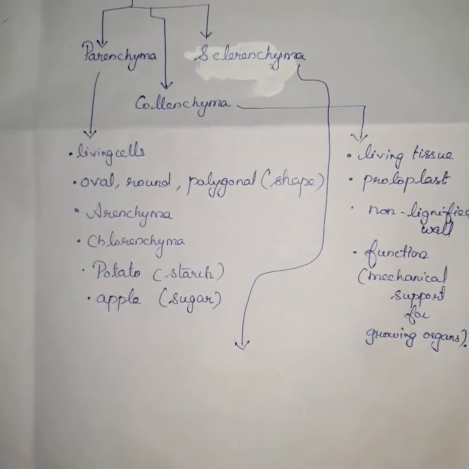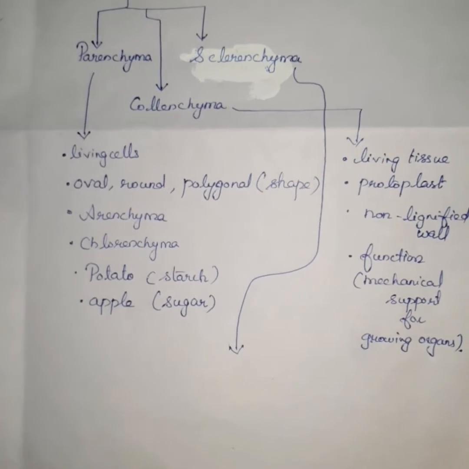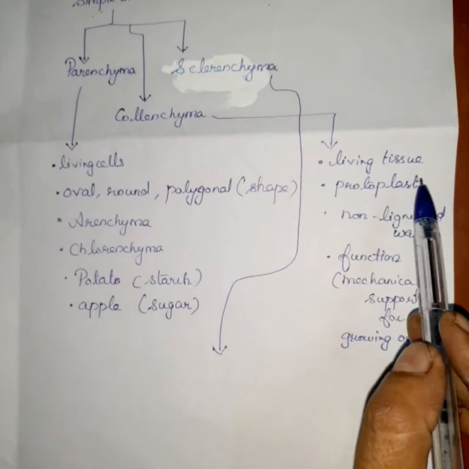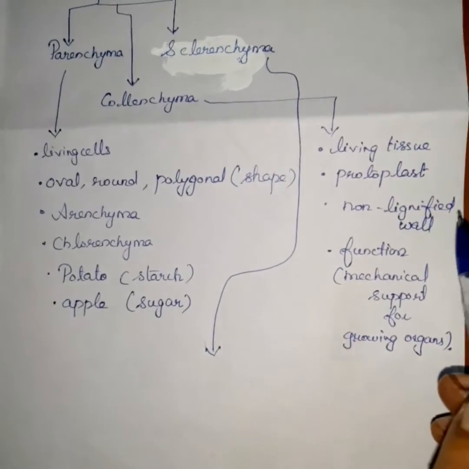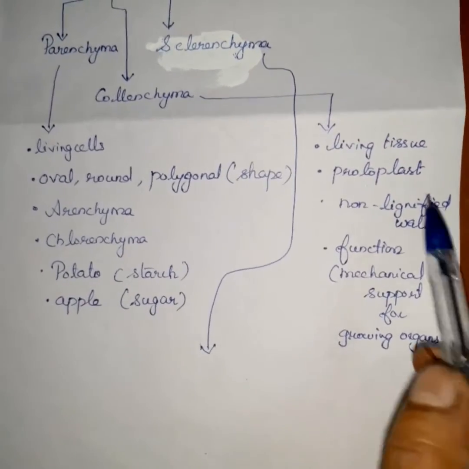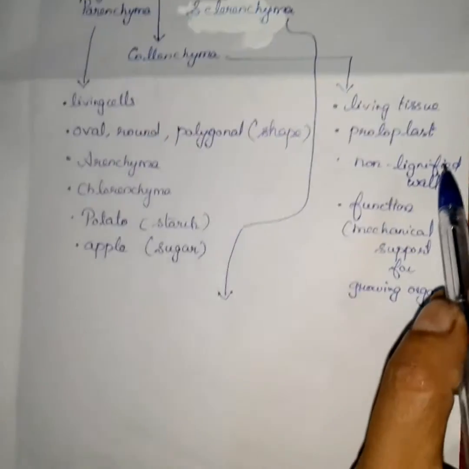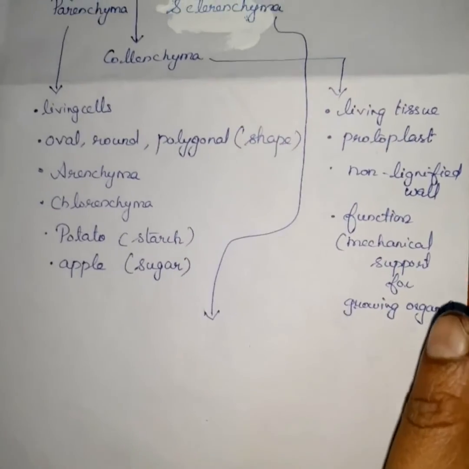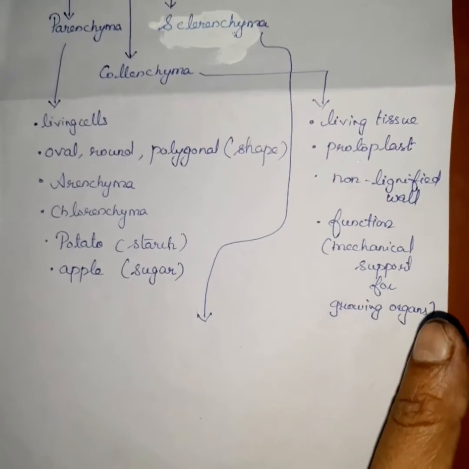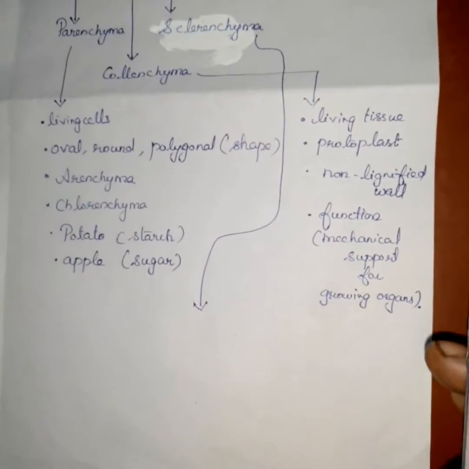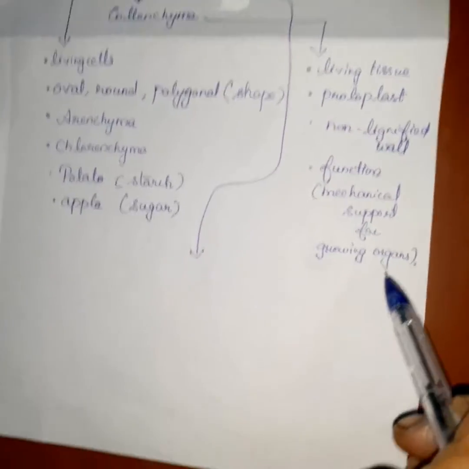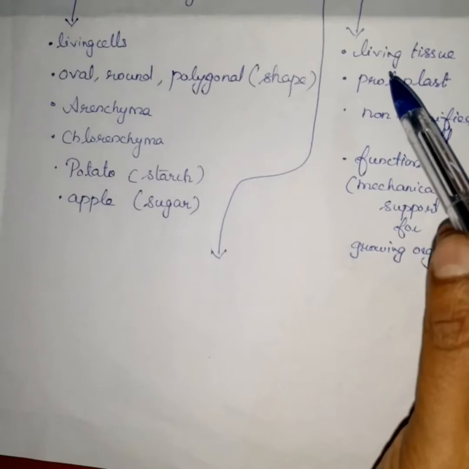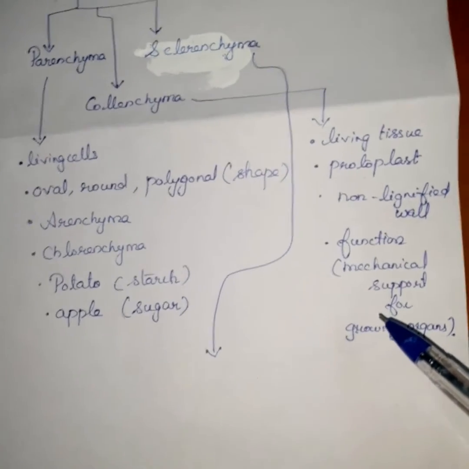Once again I am repeating. Collenchyma: the first point, collenchyma is a living tissue. They have thick walls, have the protoplast, and possess thick primary non-lignified walls. What is the function? They provide mechanical support for growing organs. So how many points are there? Four points. Study clearly.